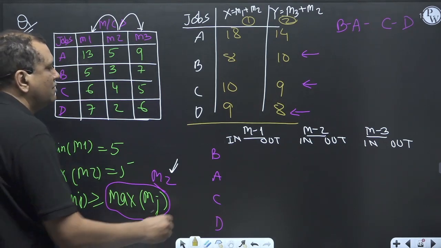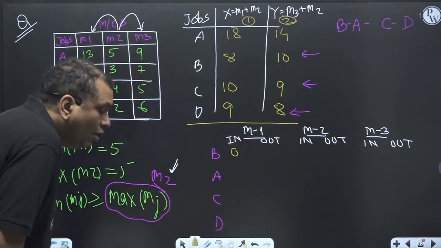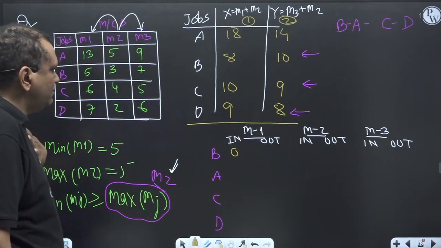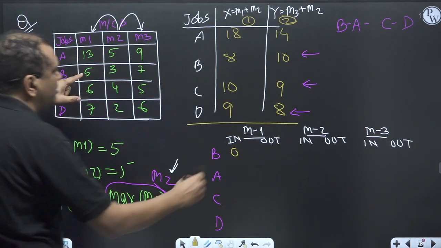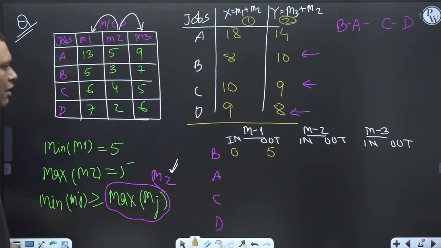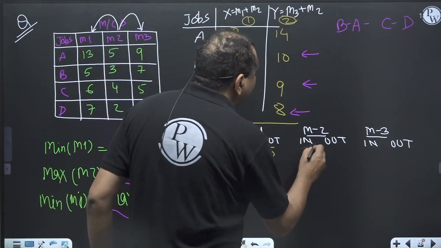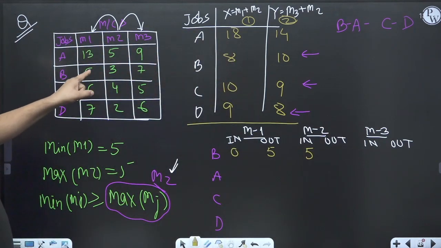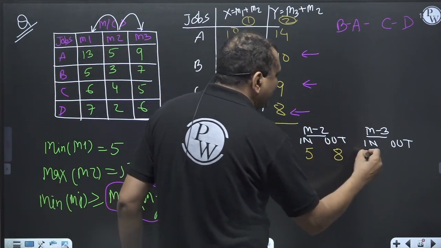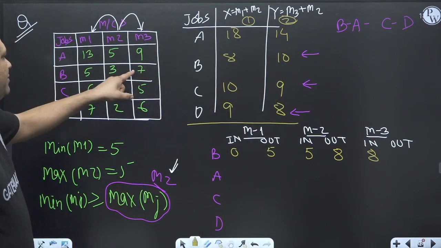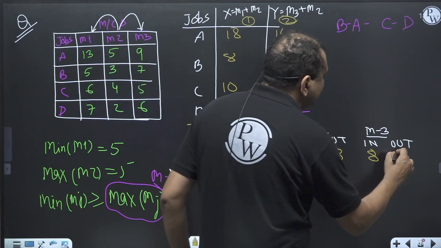So 0 time. B consumes 5 unit time on machine 1. So after 5 minutes, it will come out of machine 1, and after 5 minutes, it will enter into machine 2. Machine 2 consumes 3 unit time. So 5 plus 3, 8. After 8 minutes, it will enter into machine 3, and machine 3 consumes 7 minutes. 8 plus 7, 15.